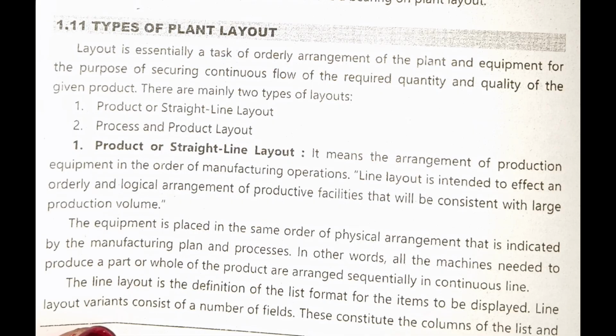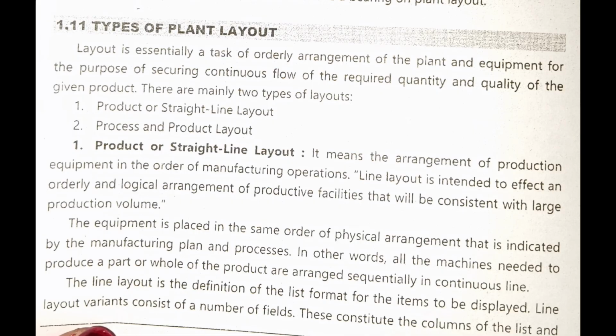Line layout is intended to effect an orderly and logical arrangement of the productive facility that will be consistent with large production volume. The equipment is placed in the same order of physical arrangement that is indicated by the manufacturing plan and processes. In other words, all the machines needed to produce a part or whole of the product are arranged sequentially in a continuous line.